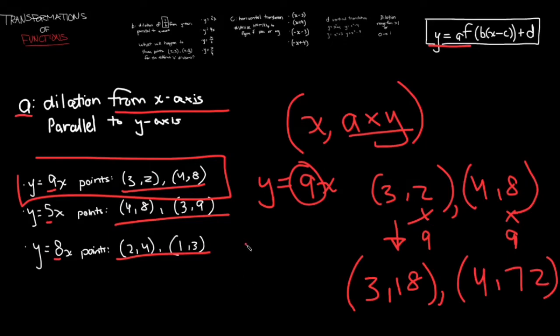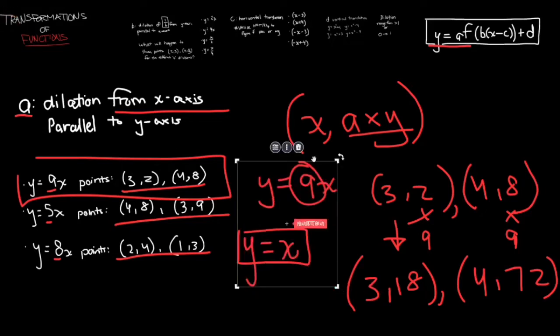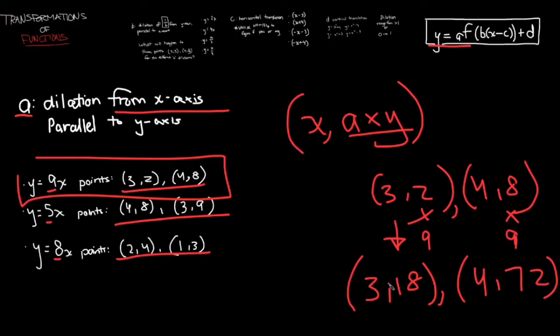So originally these coordinates originated from this equation, y equals x. But since we started adding another variable, which is a, and we started dilating it from the x-axis, which is parallel to the y-axis, it has seen a change. So basically that's how it works. That's how the dilation from x-axis parallel to y-axis works.